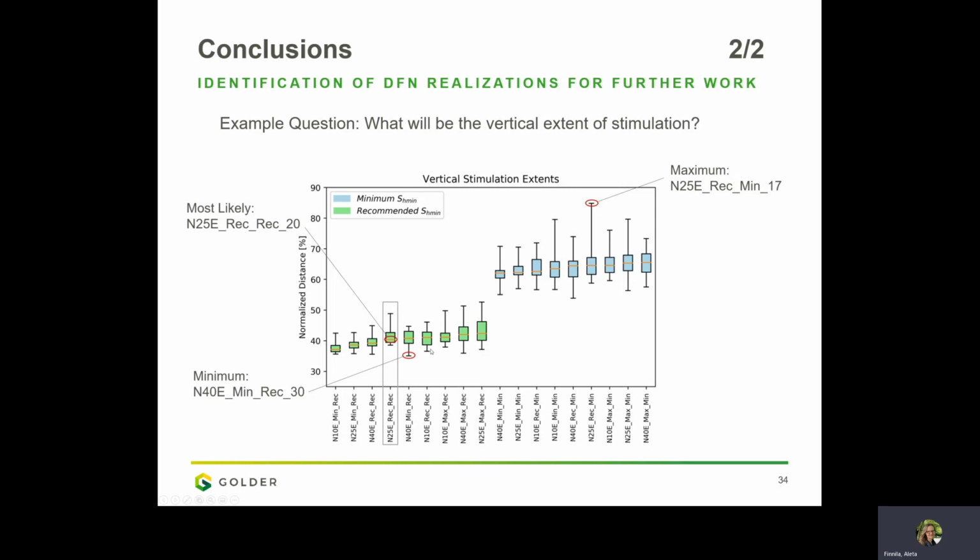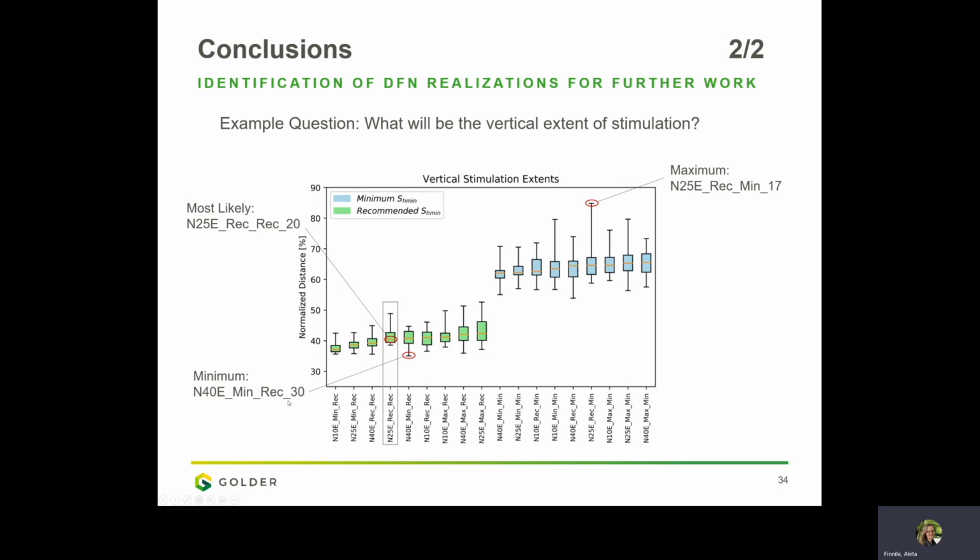But if you said, well, I'm more concerned about extreme values, it's really important to me to know what's the one that will extend the most, then I could say the one showing the most vertical extension is this realization, DFN number 17, but only for this stress condition. So the North 25 East, the recommended SH max gradient, but the minimum SH min gradient. And that one is showing the largest vertical extent. And likewise, the smallest vertical extent is this case here.